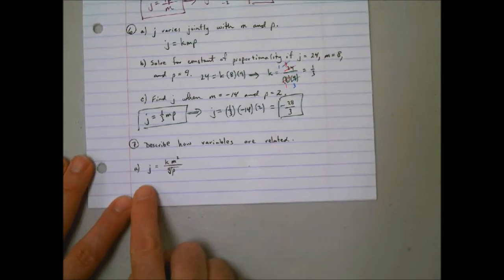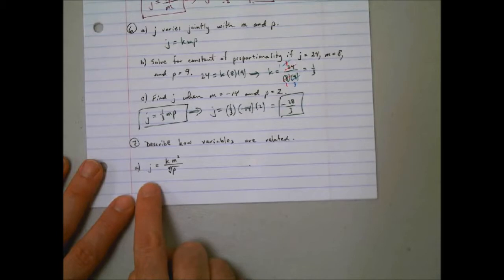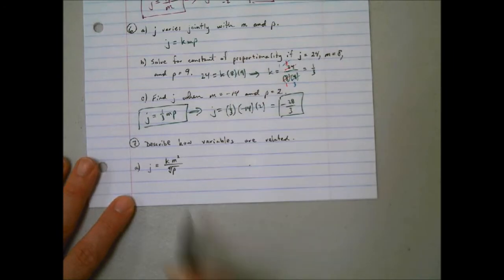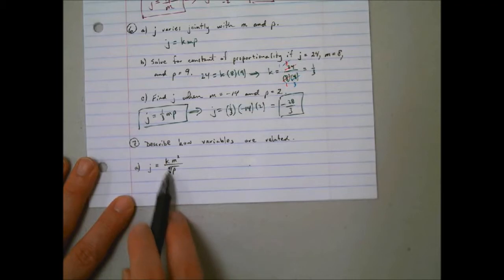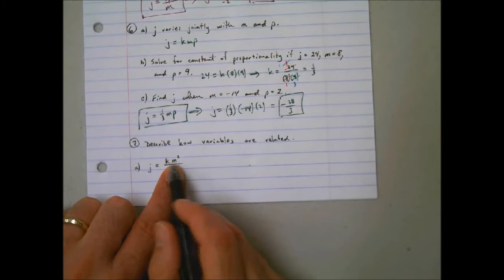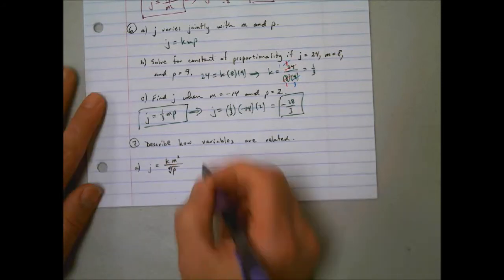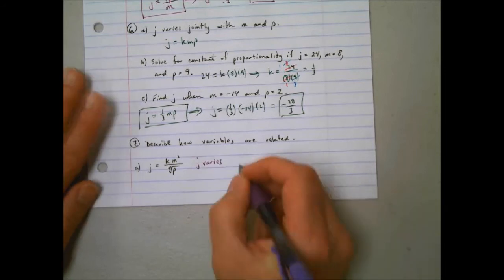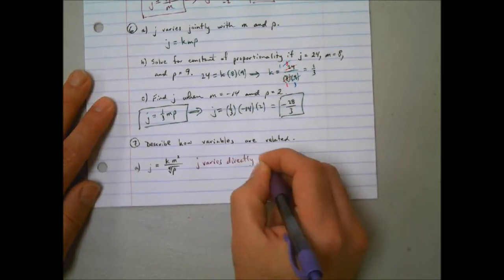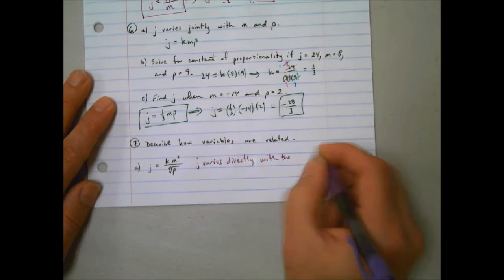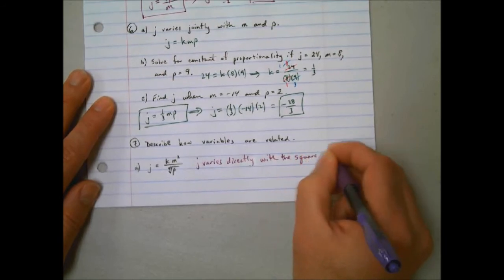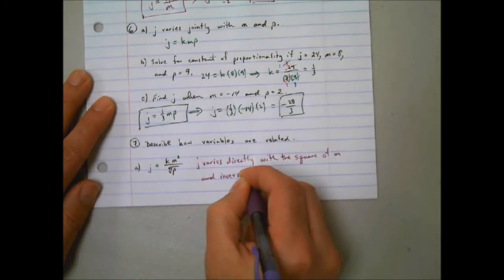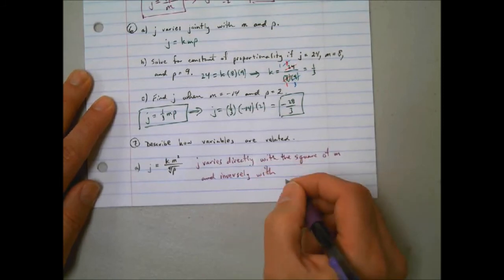Describe how the variables are related. Okay, and jumping straight into the deep end because we've done several of them already now anyway, including the last two problems are kind of similar. So J, let's see, well, it's got an inverse relationship with the fourth root of P, and it's got a direct relationship with M squared. So let's just write that out. J varies, it doesn't really matter whether you say the direct or the inverse first, you could do it either way. J varies directly with the square of M. You could say M squared. And inversely with the fourth root of P.